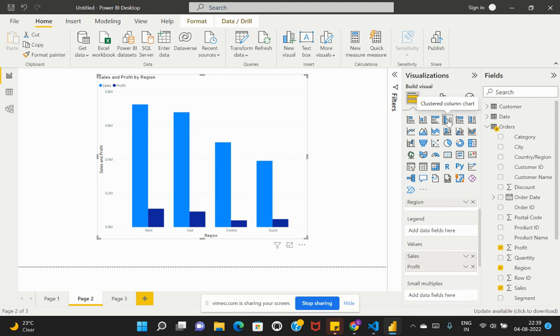Okay, so I hope you understood this video, and this topic, when do you go with a clustered bar and a clustered column chart. So in the next video we will look at the stacked charts in Power BI.